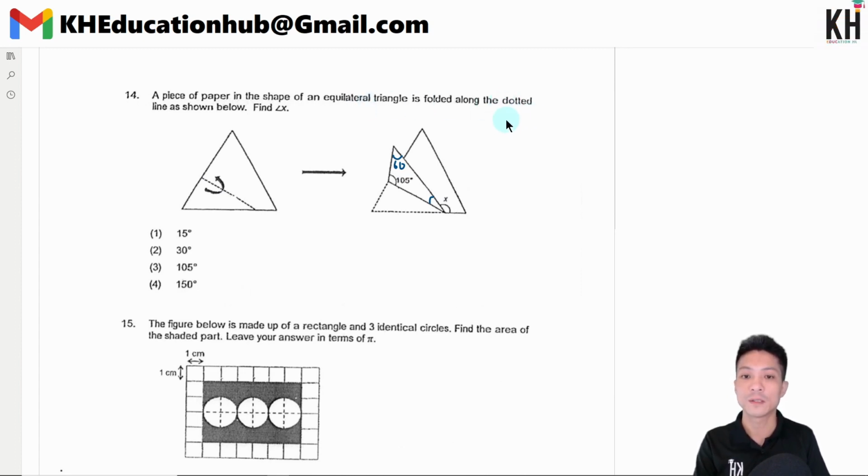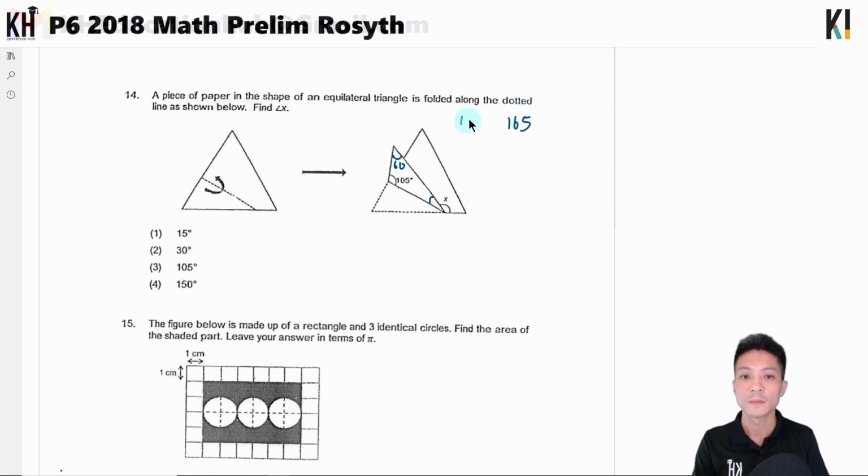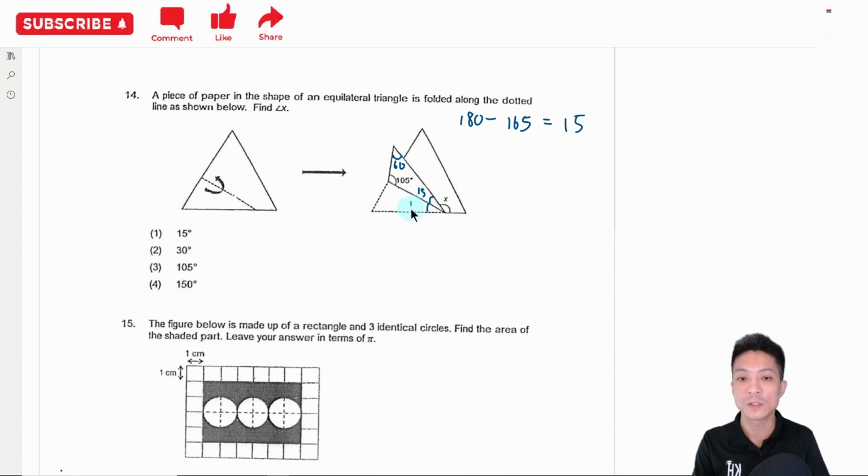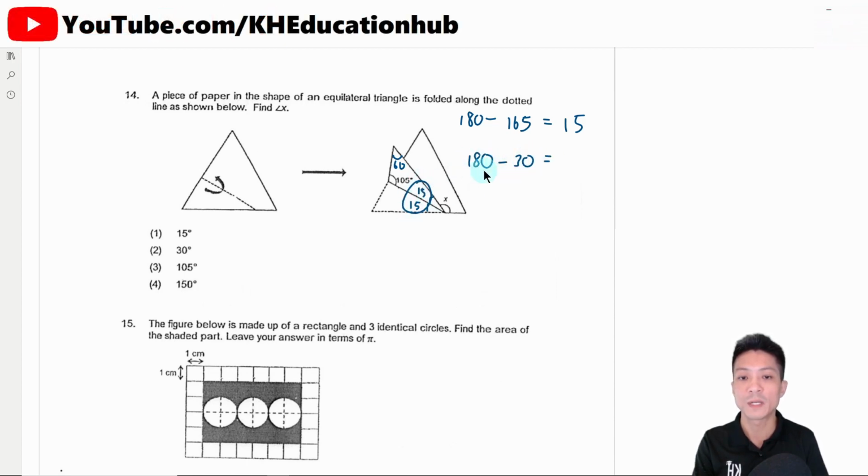This angle here would be 180 minus 165, which is 15. So this is 15. I know that this is also 15 because they are the same. So to find X, I need to use 180 minus 30, because it's 15 plus 15, and that will be 150. So the answer will be number 4.